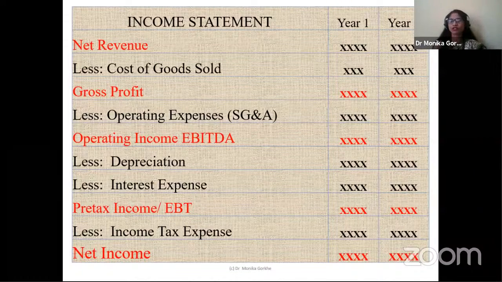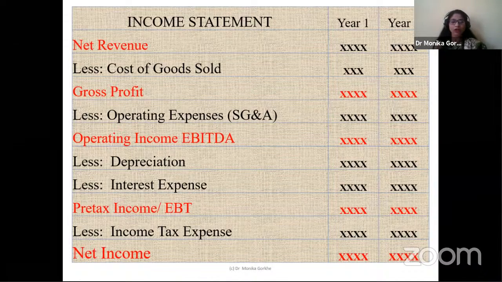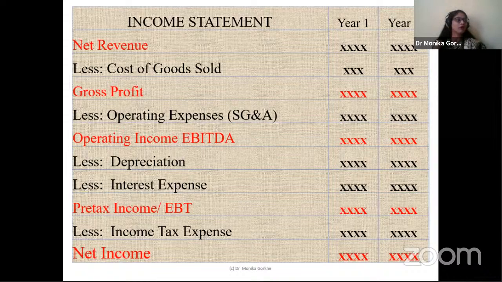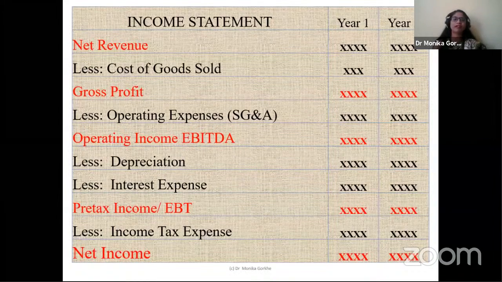When we reduce our cost of goods sold from our revenue, we get our gross profit. Gross profit tells us what is our actual profit left with the company prior to reducing the operating expenses, the indirect expenses. When we get the gross profit, we start reducing operating expenses. The best examples of operating expenses are your administrative, selling, marketing and general expenses, and your research and development expenses. All together they form operating expenses.